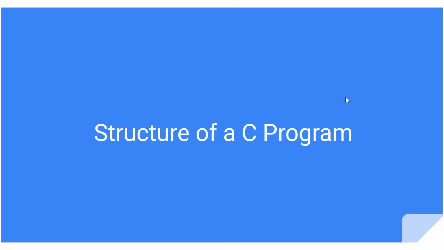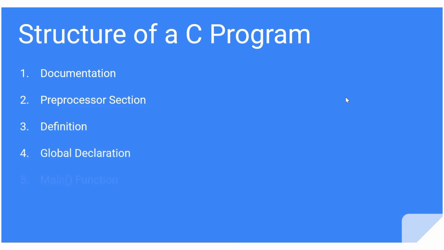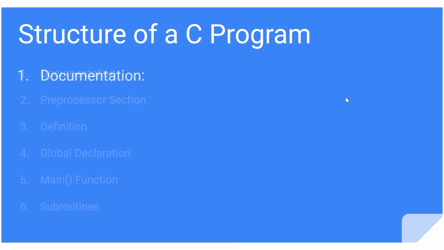Let's start. Today's topic is the structure of a C program. There are six categories. What are they? Documentation, preprocessor section, definition, global declaration, main function, and subroutines. Let's discuss each. First is documentation.